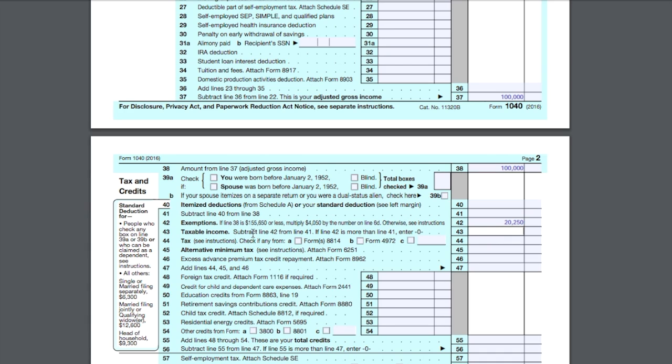And then we'll proceed to line 43. This is your taxable income. This is found by subtracting your exemption amount from your AGI of $100,000. This number will be $79,750. What we'll do with this number is go to the tax brackets table for married filing jointly.